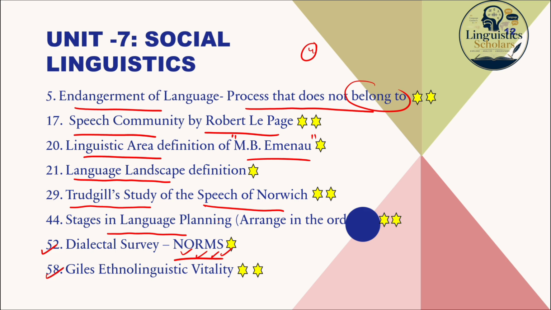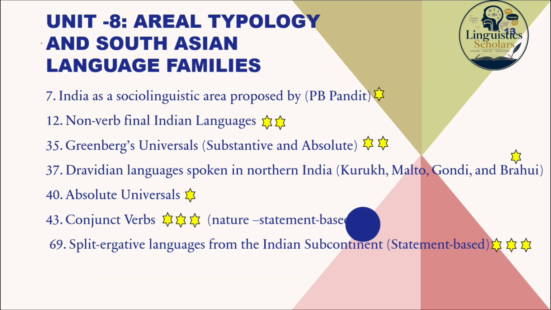And there is one question on Giles's ethnolinguistic vitality. When it comes to areal typology and South Asian language families, India has a sociolinguistic area, who proposed it? It is proposed by B.P. Pandit. Many of us are very familiar.